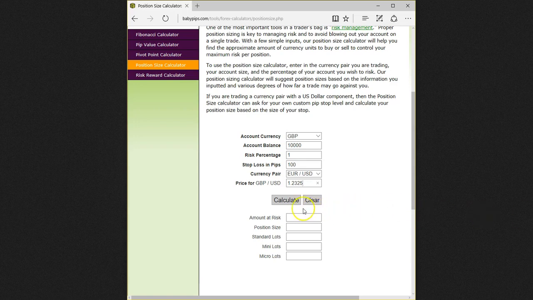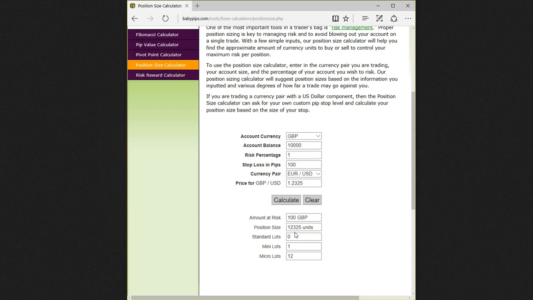So once we've entered those parameters, we can simply get the calculator, and it tells us the maximum position size and the amount at risk we have. So £100, which is what we wanted. The position size shows us that we need to trade 12,325 units in order to stay within our risk limits according to where our stop loss is.